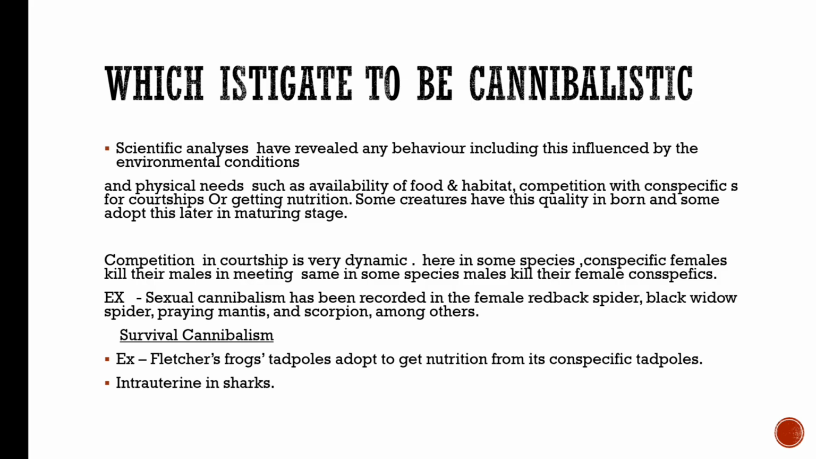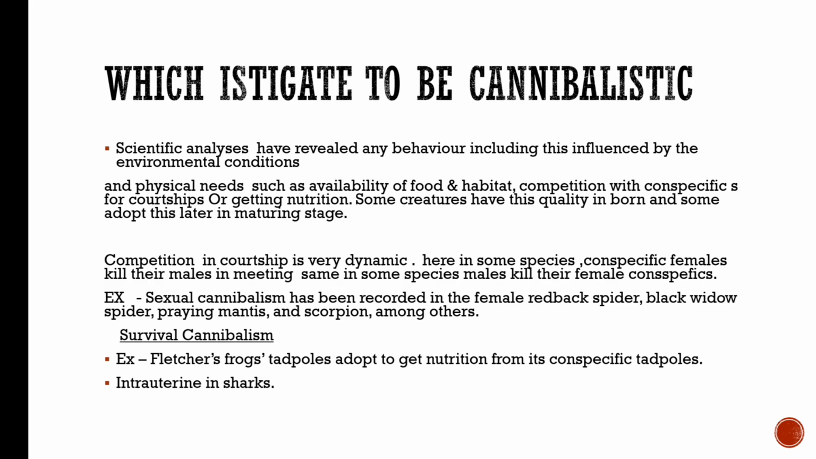Survival cannibalism: Fletcher frog's tadpoles adapt to get nutrition from their conspecific tadpoles. This is applicable for tadpoles and some insects. So these are the two examples where you can see survival mechanism by following cannibalism. Two cases of survival cannibalism have been discussed broadly. Next slides.